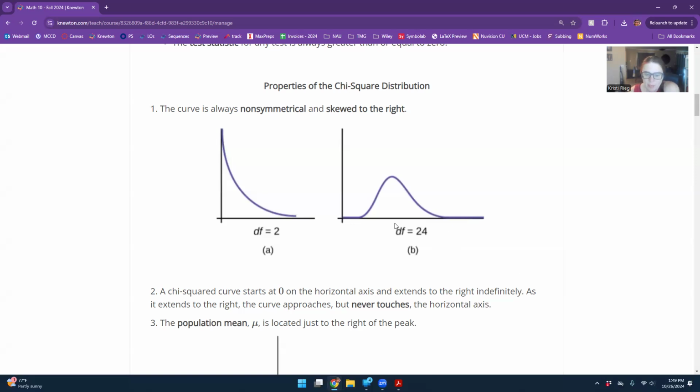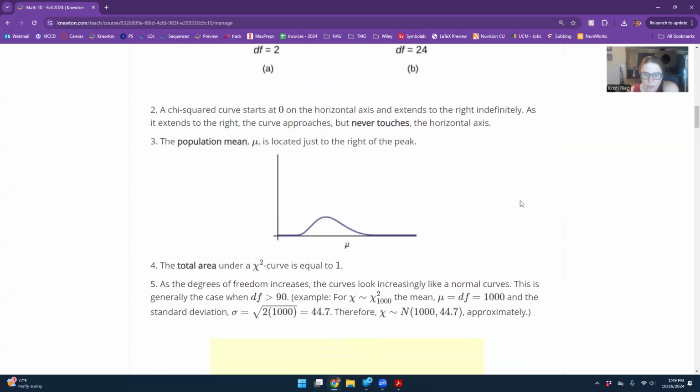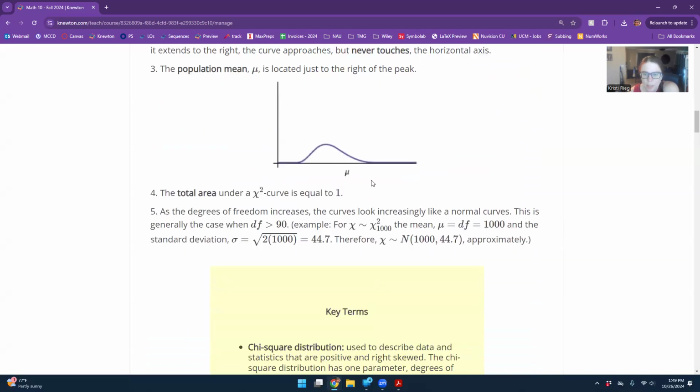The population mean of the chi-square distribution is just to the right of the peak. Since this is skewed, the mean is a little bit bigger than the median. So here's the peak right here. Instead of mu being right in the middle, it's to the right.